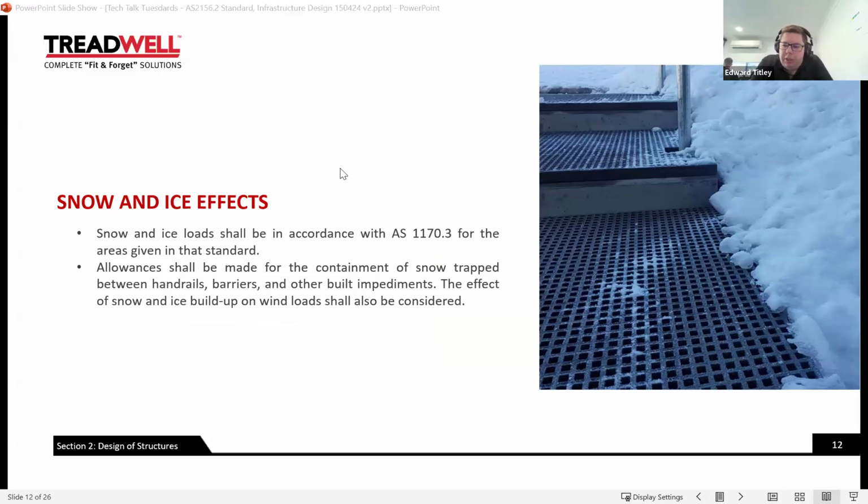Now, as for snow and ice, not applicable to a lot of parts of Australia, but applicable to some parts, AS 1170.3 refers to snow and ice loads, and we should consider, as per that standard for our walking track design, allowances should be made for the containment of snow trapped between handrails, barriers, and other built impediments. The effect of snow and ice build-up on wind loads shall always also be considered. Something to think about if we've got quite a close balustrade and we expect that ice or snow may build up on that, or we've got horizontal rails as part of that balustrade, we also might see snow and ice build up on that.